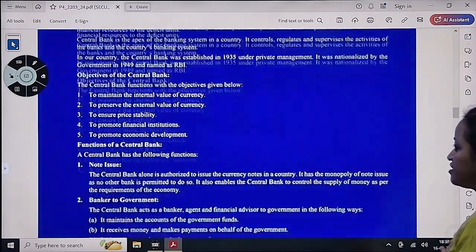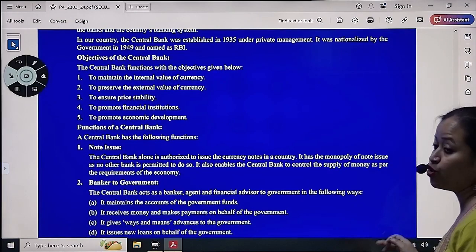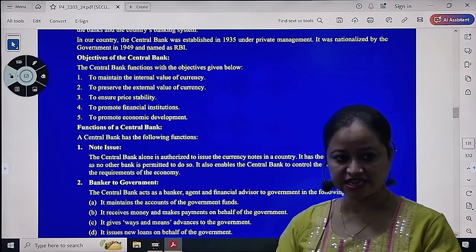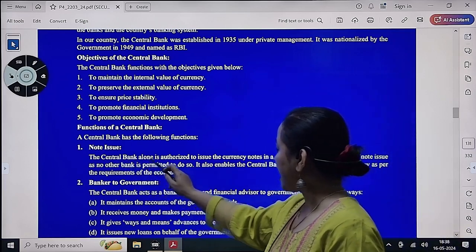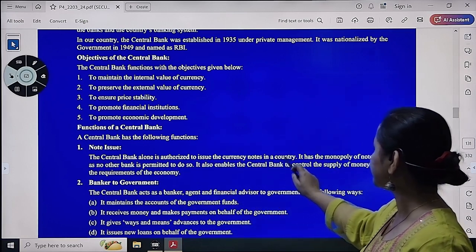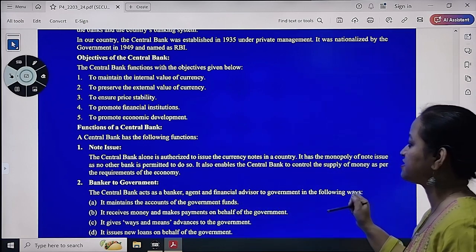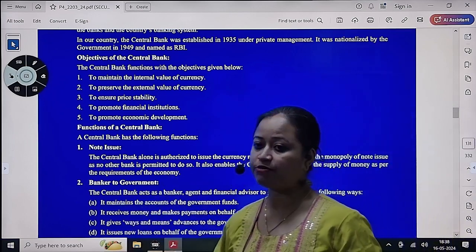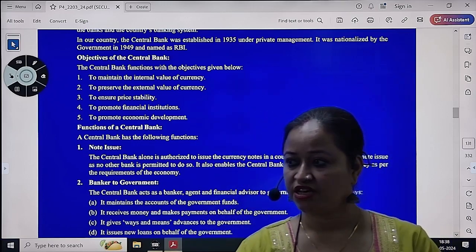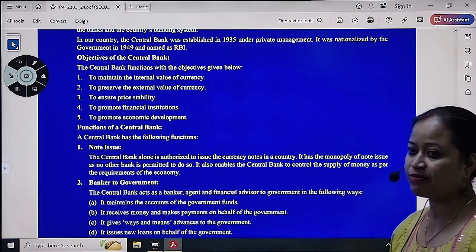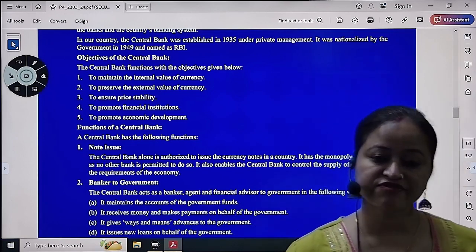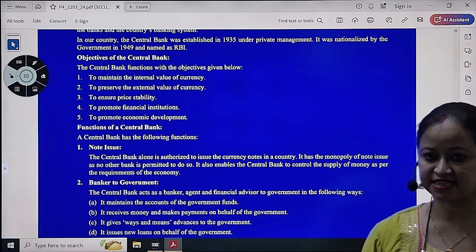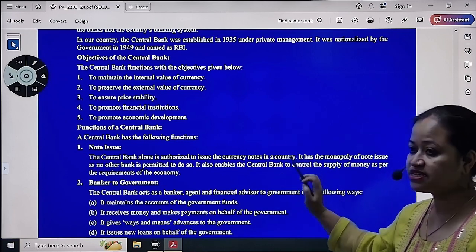Now what are the functions of central bank? So as you know, the most important function of central bank is note issue. What do they do? They print notes. So that is note issue. So central bank alone is authorized to issue currency notes in a country. It has the monopoly right to do so. It also enables the central bank to control the supply of money as per the requirements of the country. Okay. So what else do they do? They also control the supply of money. They print money and whenever they want, they will control the supply of money with the help of your credit control techniques. Fine. So this is the first function of central bank.